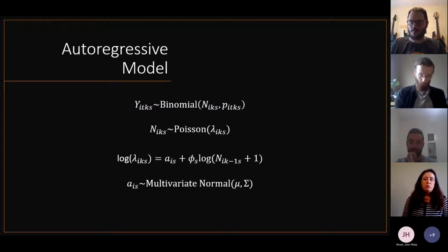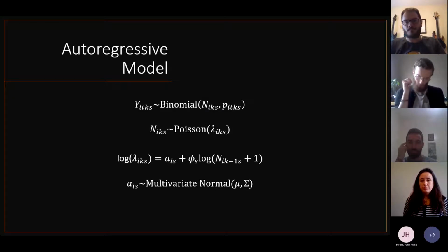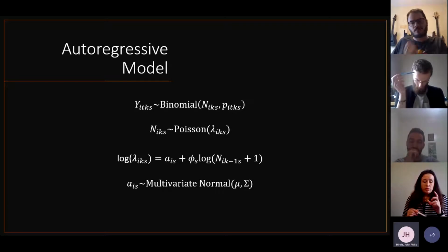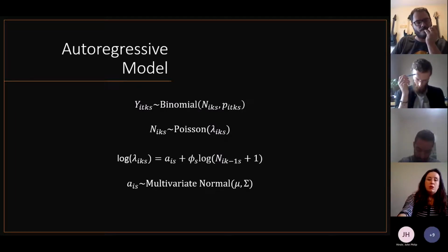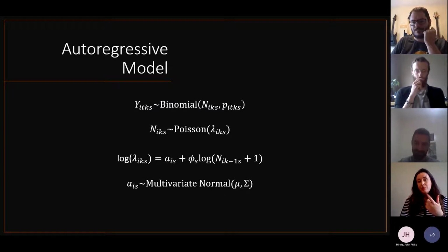We are able to relax the assumption that the population is closed through the addition of an autoregressive term on the abundance. What this third line is saying is that we're allowing the mean abundance at time K to depend on the actual abundance at time K minus 1. So we have phi of s, which is our autoregressive parameter, and then we have this awkward looking term, log of N at K minus 1 plus 1.